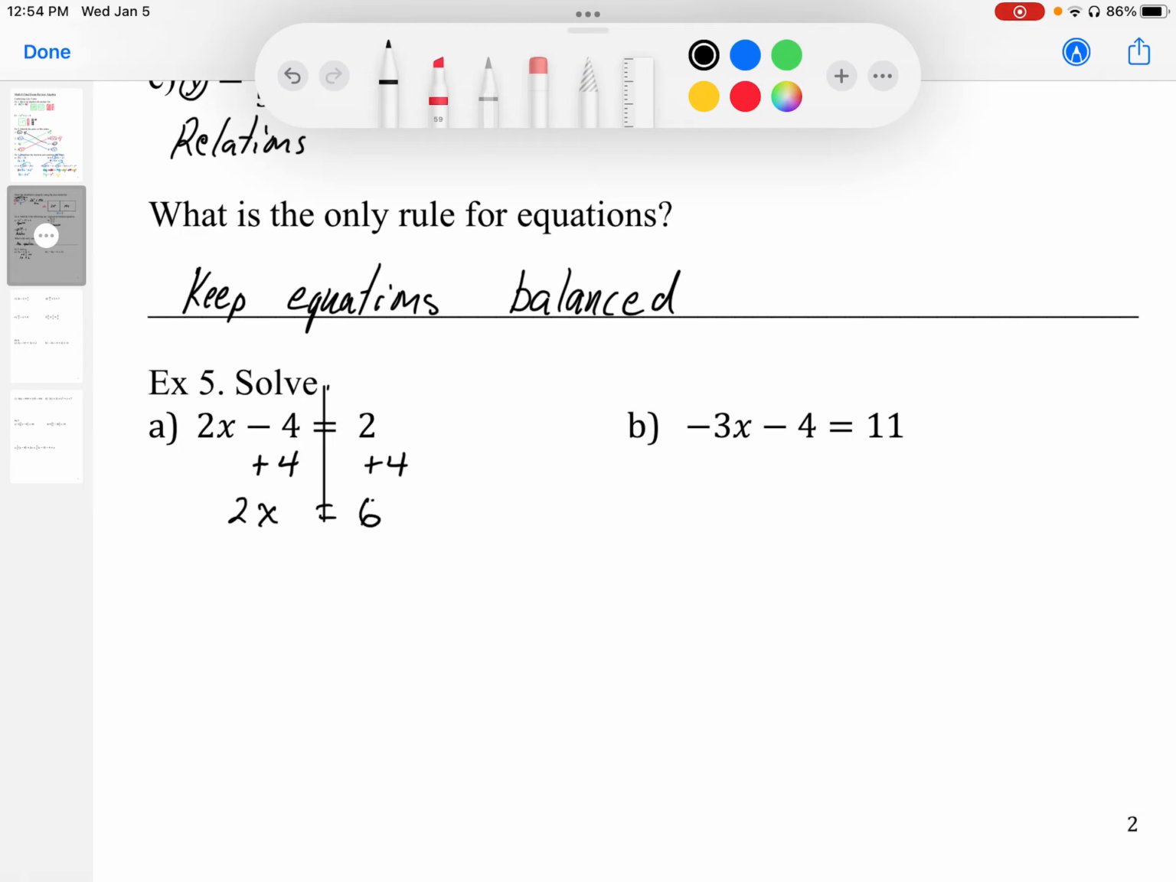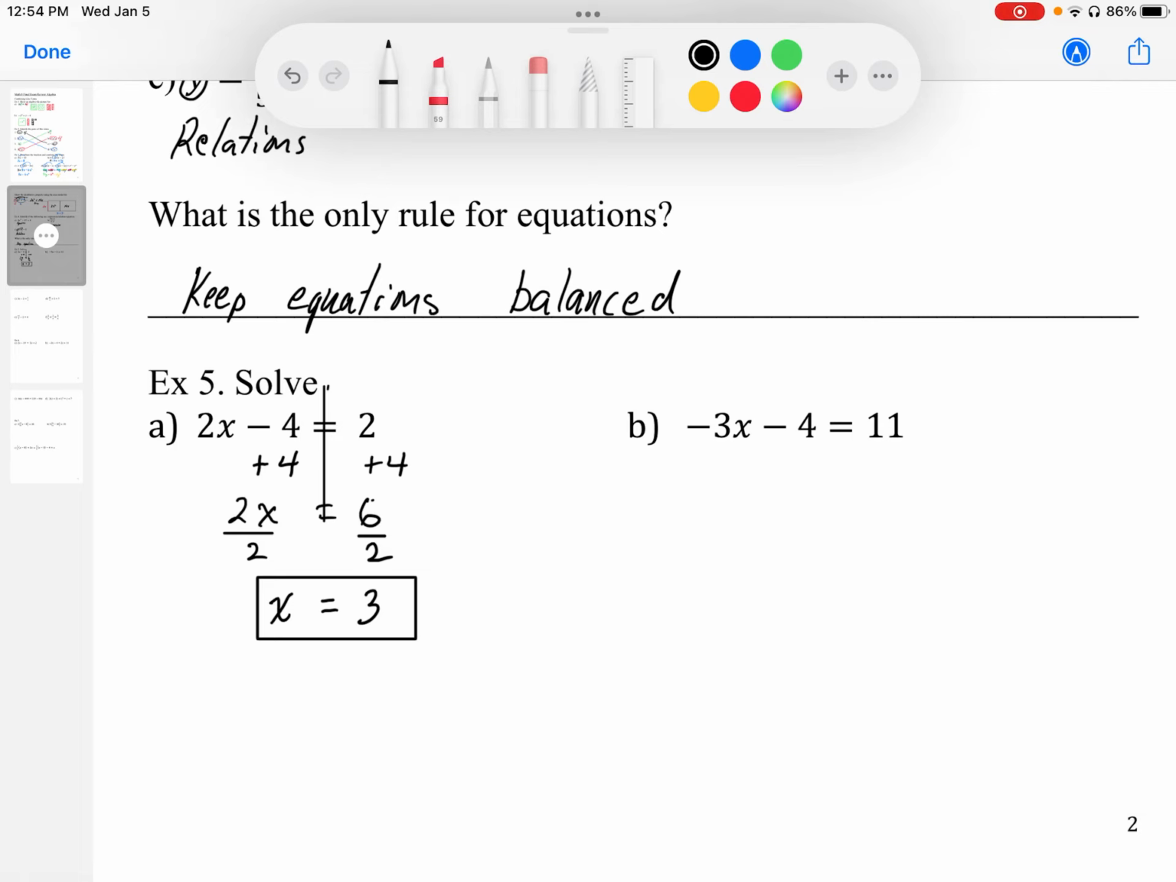Solving is undoing, so I'm going to undo the times 2 with a divide by 2, but it's also about balance, so I have to do it to both sides. So on the left-hand side, I end up with x. On the right-hand side, I end up with 3. And now that I've got x by itself, I actually have a balance that shows me what x is actually equal to. I've solved for x.